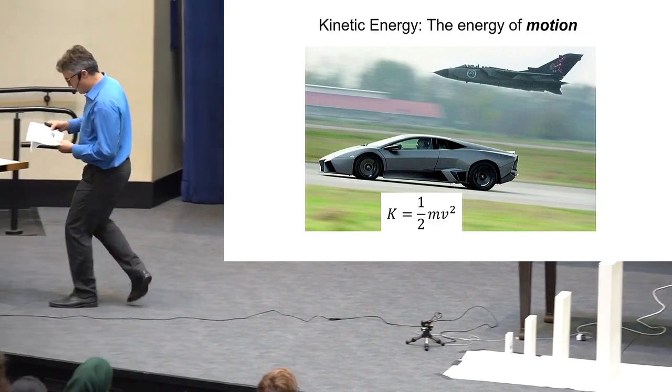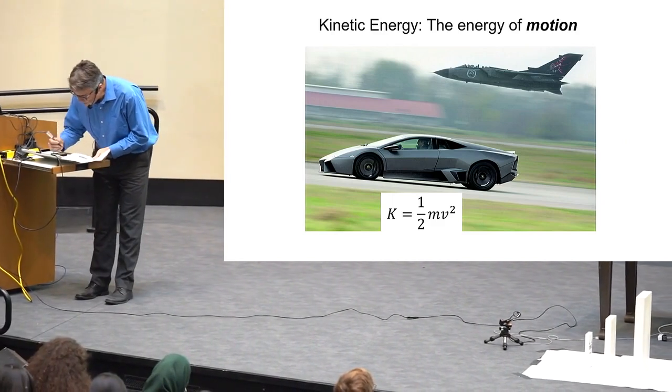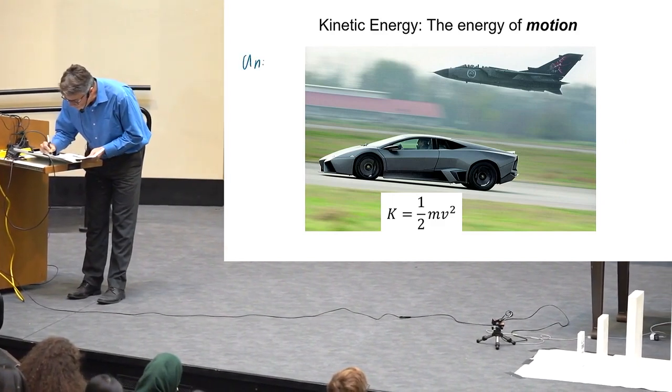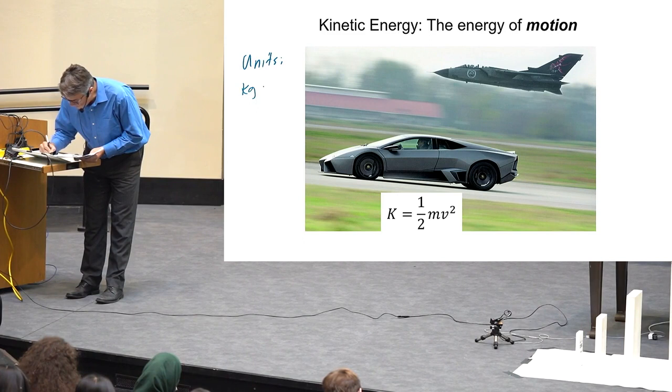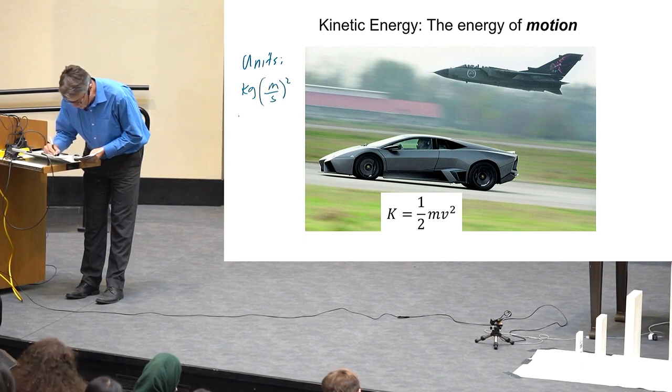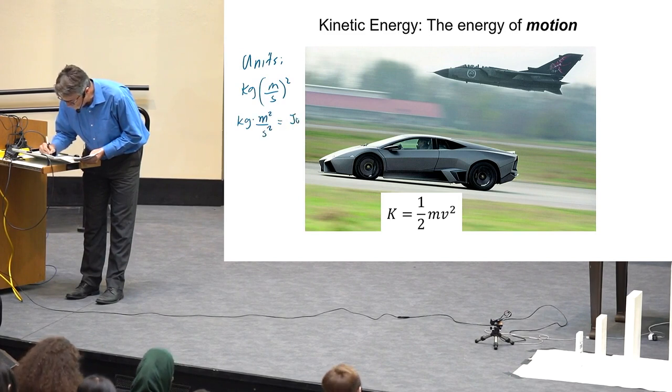There's an equation for kinetic energy. Let's just check the units here, by the way, since we have now an equation. I think it's going to be, the half doesn't have a unit, but it's got kilograms and then meters per second all squared. So it's going to be kilograms times meters squared per second squared equals joule. Okay.